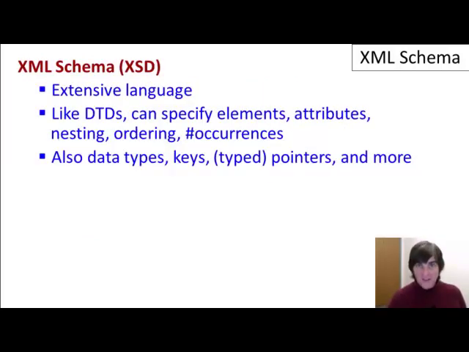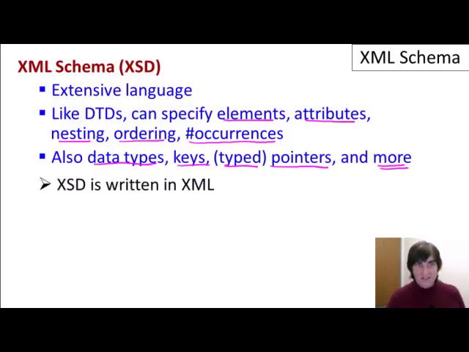XML schema is an extensive language, very powerful. Like document type descriptors, we can specify the elements we want in our XML data, the attributes, the nesting of the elements, how elements need to be ordered, and the number of occurrences of elements. In addition, we can specify data types, we can specify keys, the pointers that we can specify are now typed, unlike in DTDs, and much, much more. Now, one difference between XML schema and DTDs is that the specifications in XML schemas, called XSDs, are actually written in the XML language itself. That can be useful, for example, if we have a browser that nicely renders the XML.